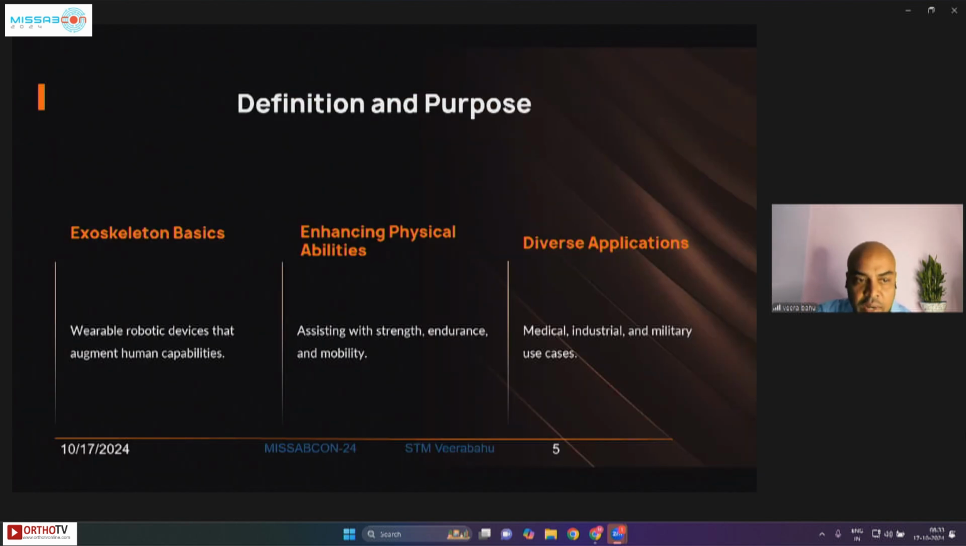And by definition, these are robotic systems that can augment or support a human capability. It just enhances a physical capability. It can give you extra strength in general, and it will give you power efficiency in terms of endurance and mobility. So exoskeletons basically started with military applications, and then further have gone down to medical applications. So this is the definition and purpose of the systems.